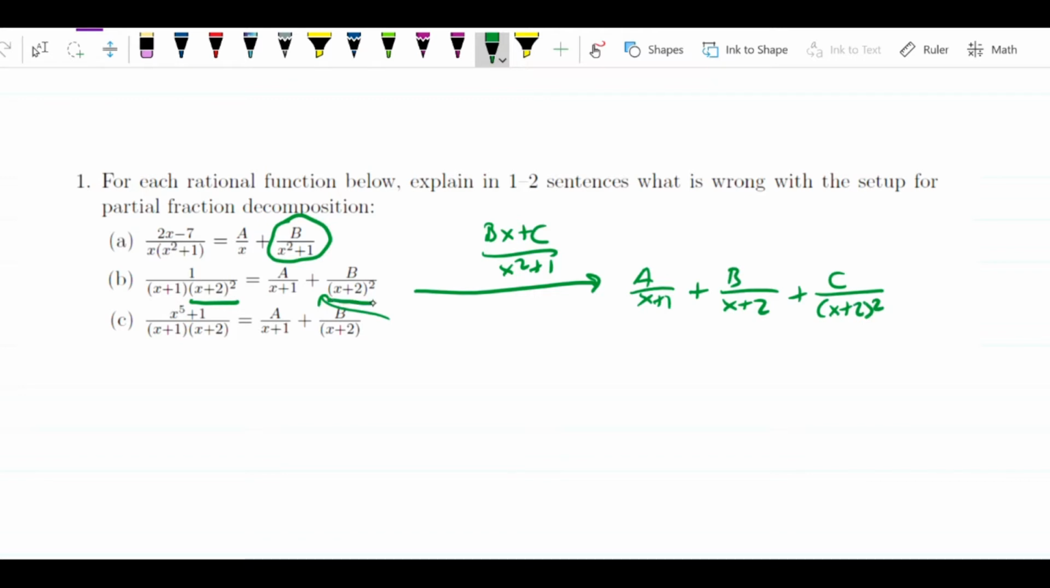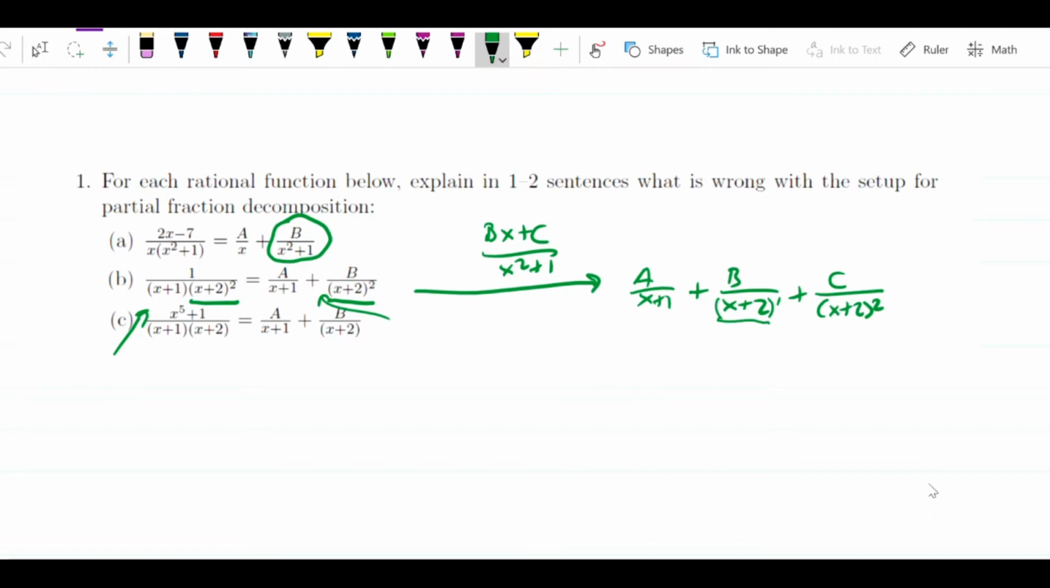So in other words, that's how you deal with a repeated linear factor. You start with the linear factor itself and just keep going all the way up to its highest power. In this case, that's 2, so there's nothing in between. But if we had, let's say, like we saw in the lecture video, x plus 2 to the 10th, you would have had to do b over x plus 2, c over x plus 2 squared, d over x plus 2 cubed, all the way up to another constant over x plus 2 to the 10th.